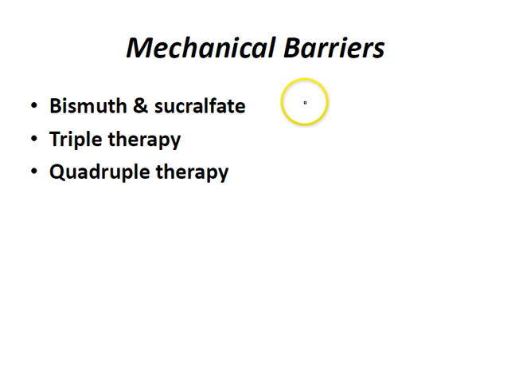Now, the mechanical barriers, bismuth and sucralfate. What do we put these in here for? These coat the ulcer base. Therefore, it neutralizes the acid and allows the bicarbonate gradient to be reestablished in the mucosal layer. That's what bismuth and sucralfate are used for. The triple therapy, you need to be thinking about H. pylori.